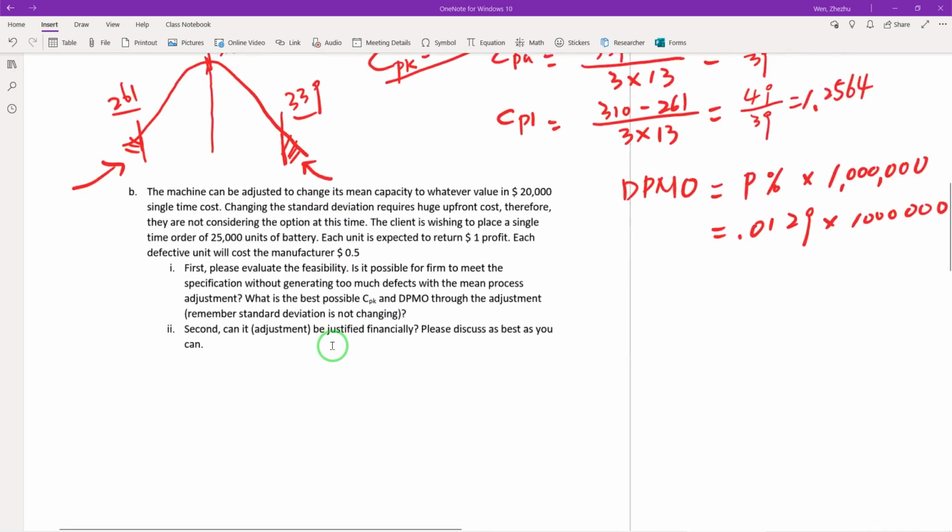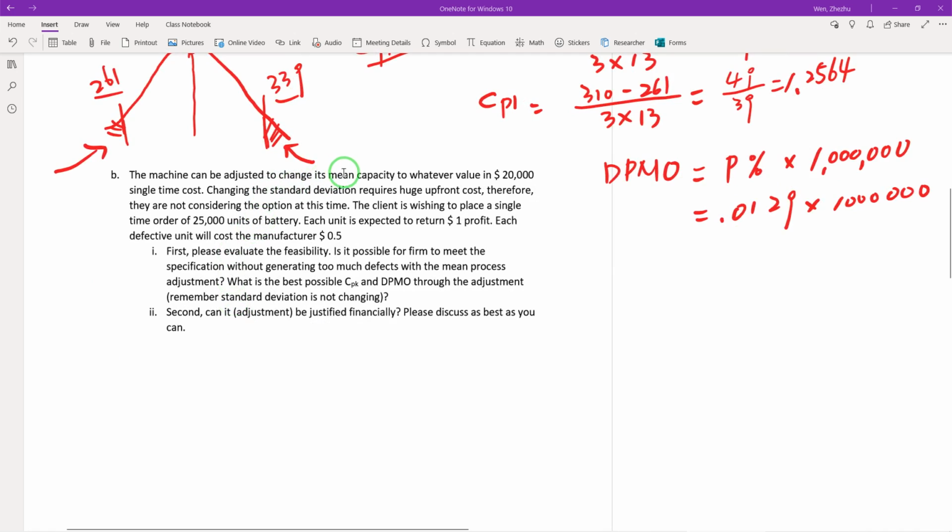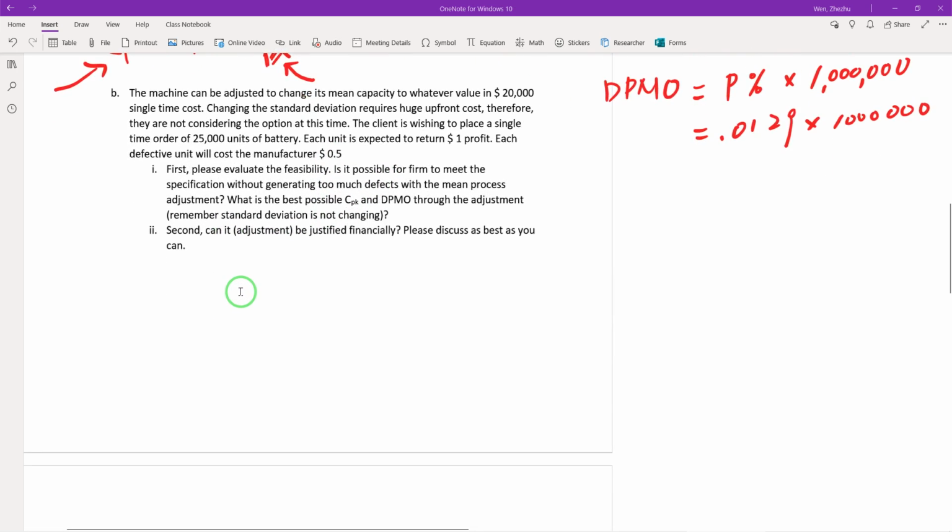Next. A machine can be adjusted to change its mean capacity to whatever value for a $20,000 single time cost. Changing the standard deviation requires huge upfront cost. It usually means you have to refine your machine, okay? That is what it is. Therefore, they are not considering the option at this time. The client is wishing to place a single time order of 25,000 units of battery. Each unit is expected to return $1 in profit. Each defective unit will cost the manufacturer $0.5.